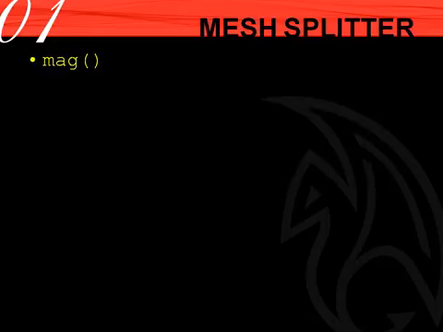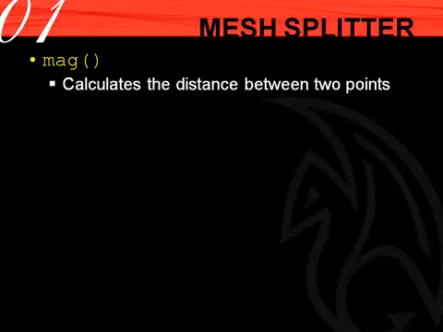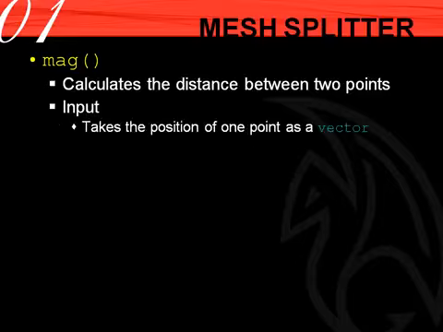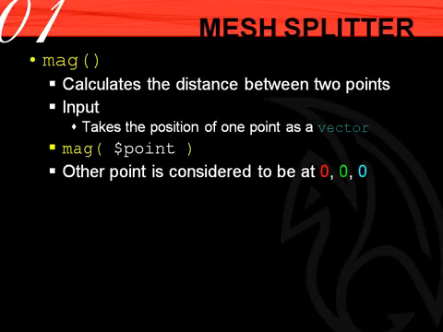So the command to find the distance between 2 points is called mag. It stands for magnitude. So what we would do essentially is use this command. The input is very simple. All it is, is the position of 1 point as a vector, essentially a number with XYZ coordinates. Okay, so a point in 3D space. So here's the syntax of what you would do. You would call the mag command and then pass it a variable, a vector called point.